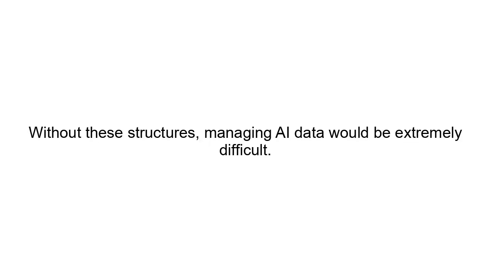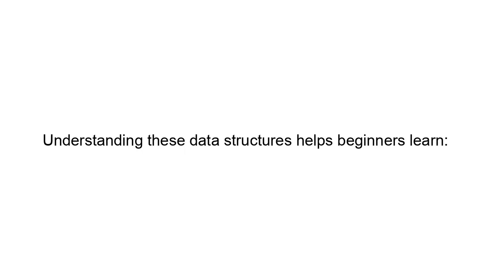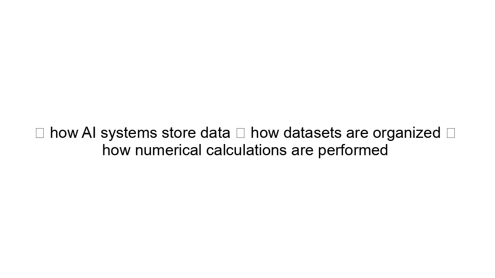Why these structures are important in AI. AI systems rely heavily on data. Lists, dictionaries, and arrays help store datasets, organize labeled data, perform numerical calculations, and process large amounts of information. Without these structures, managing AI data would be extremely difficult.